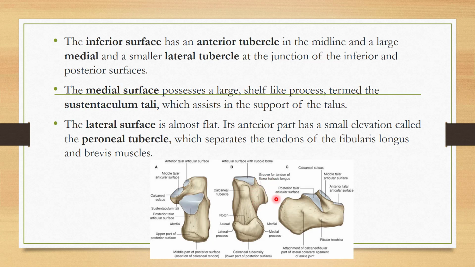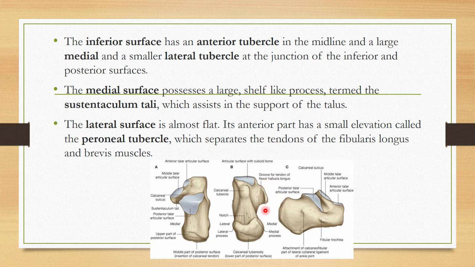Now we will discuss the medial surface of the calcaneum. As I have already told you, there is a big projection on the medial surface. This is a large shelf-like process which is named as sustentaculum tali. Why is it named as sustentaculum tali? Because sustentaculum is any structure which is giving support to another structure. Because it is giving support to the talus bone which is above it, that's why it is named as sustentaculum tali.